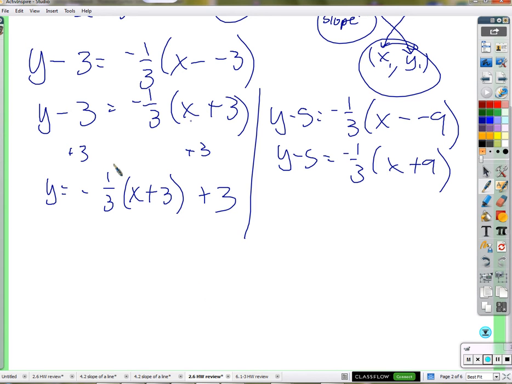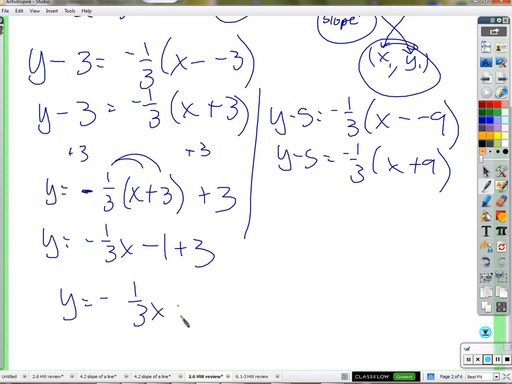Distributive property. Negative 1/3 distributed into there. Y equals negative 1/3 x plus 1, minus... It's a negative 1/3, right? Negative 1/3 times 3 is negative 1, plus 3. Y equals negative 1/3 x plus 2.